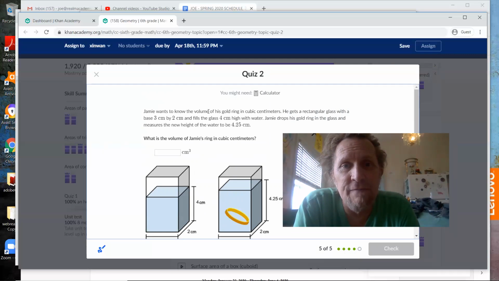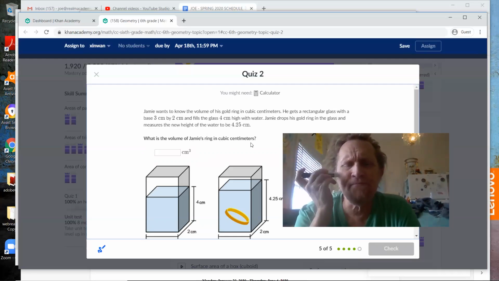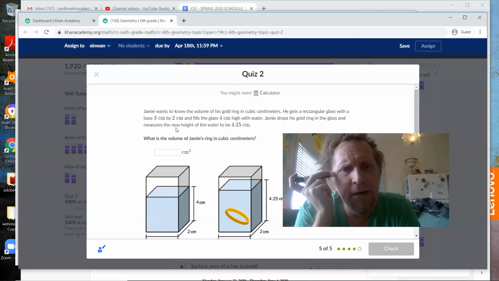Jamie wants to know the volume of his gold ring in cubic centimeters. He gets a rectangular glass with a base 3 centimeters by 2 centimeters and fills the glass 4 centimeters high with water. Jamie drops his gold ring in the glass and measures the new height of the water to be 4.25 centimeters. What is the volume of Jamie's ring in cubic centimeters? All right. Not exactly Archimedes, but we'll let it slide.